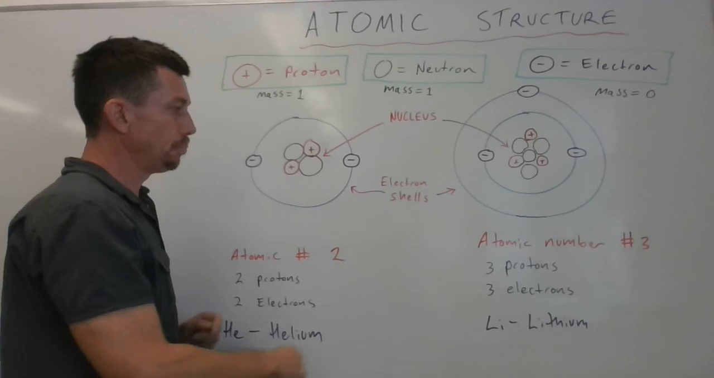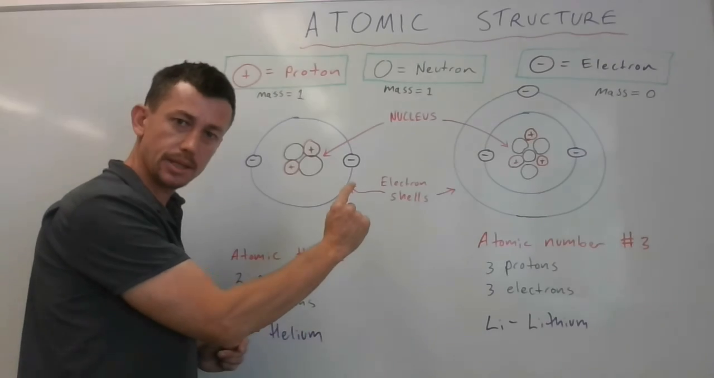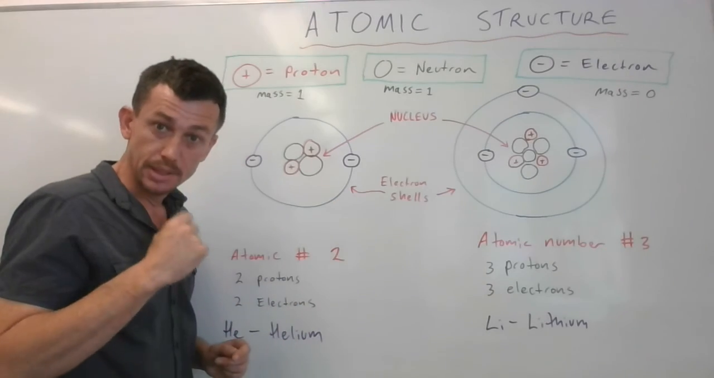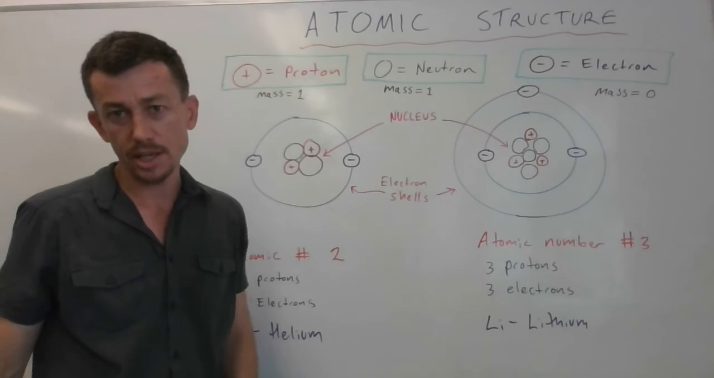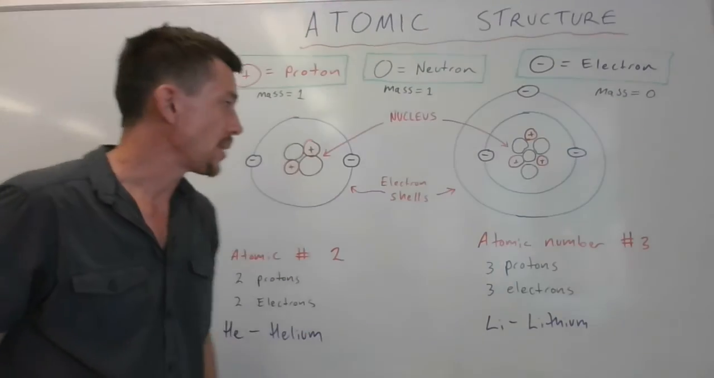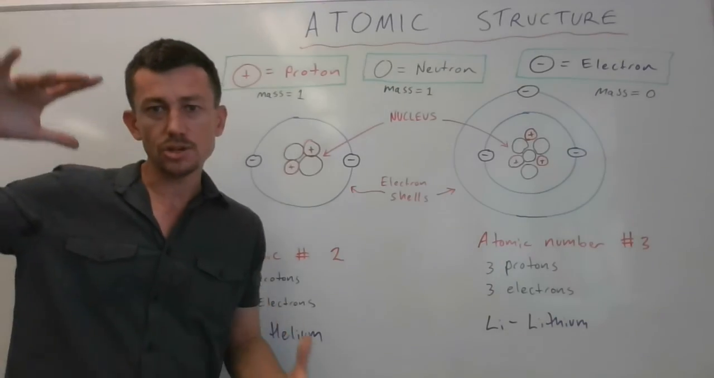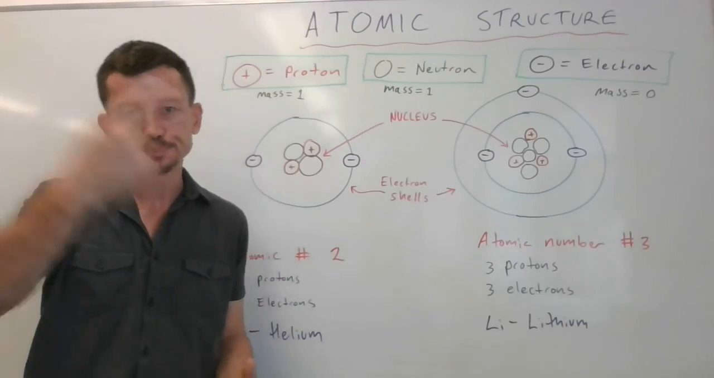So if I was to put a lithium atom and a helium atom next to each other and actually get a look at it, I've noticed that the lithium atom is quite a bit larger than the helium atom simply because it's got that extra electron orbital.